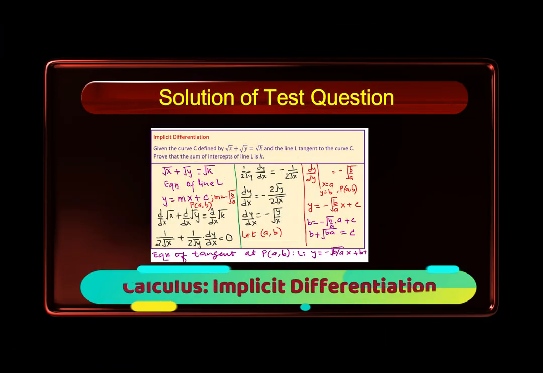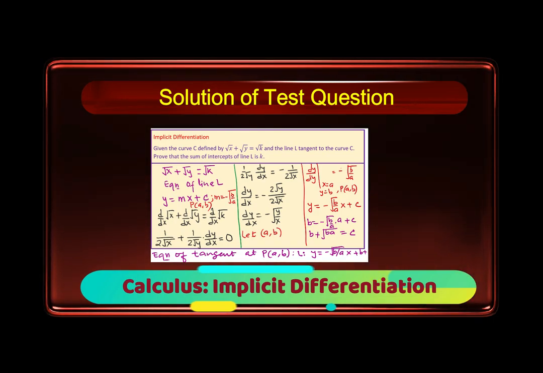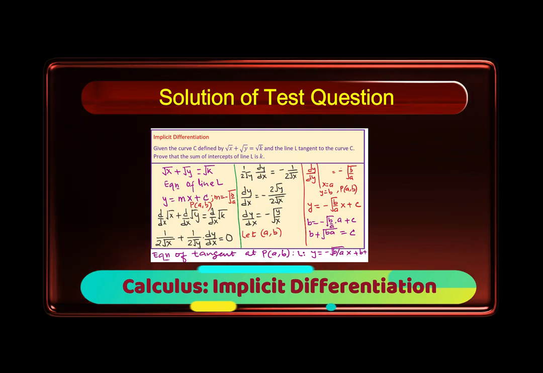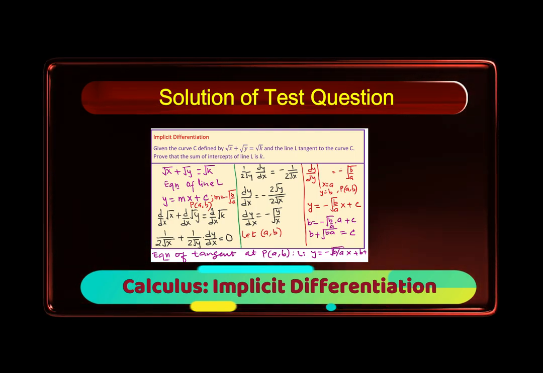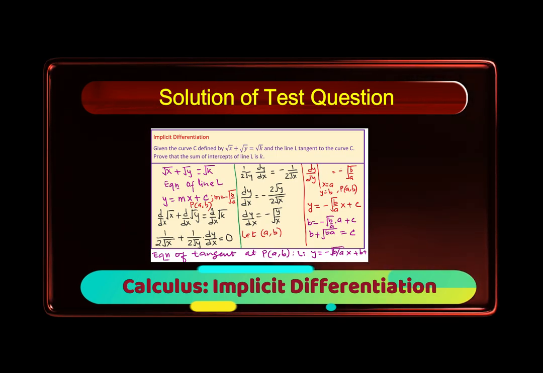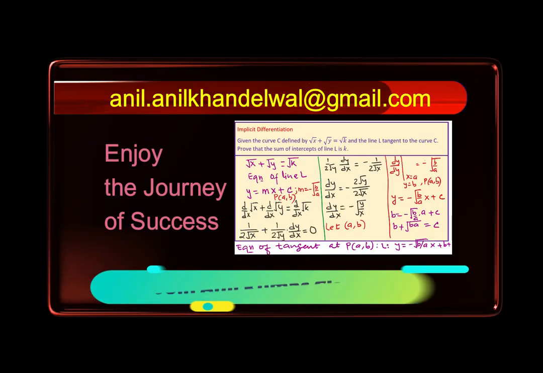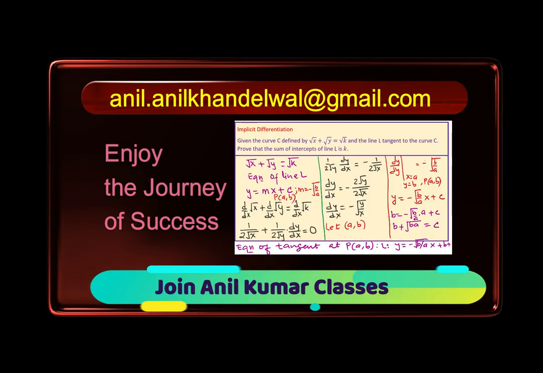I am Anil Kumar. In this video, we will discuss another important test question which is based on implicit differentiation. Complete solution will be provided. We need to find the equation of a tangent line and then the sum of intercepts.